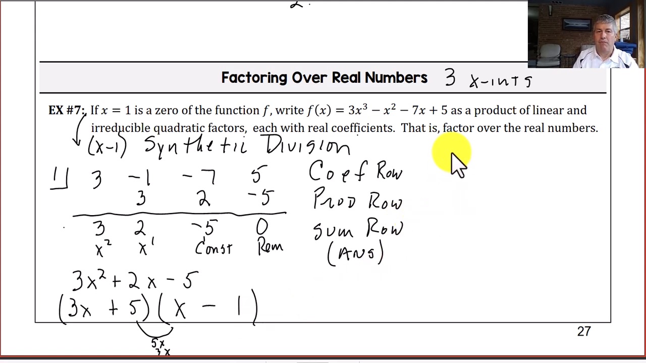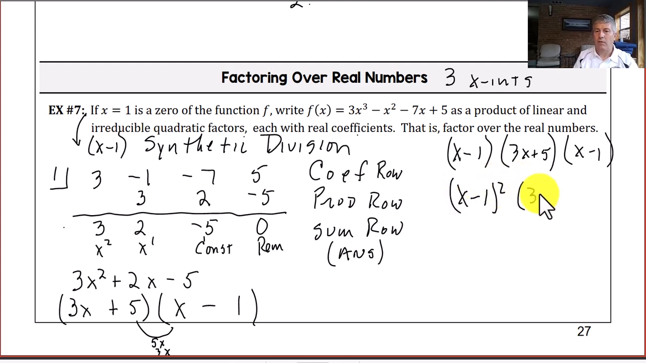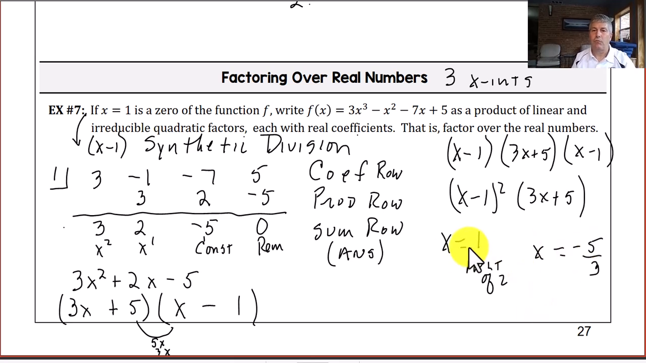So my factors are x minus 1 times 3x plus 5 times another x minus 1, or if you will, x minus 1 squared times 3x plus 5. If I want to get greedy, my zeros are x equals 1, which has a multiplicity of 2, and x equals -5/3. So those are the 3 zeros or x-intercepts of that function.